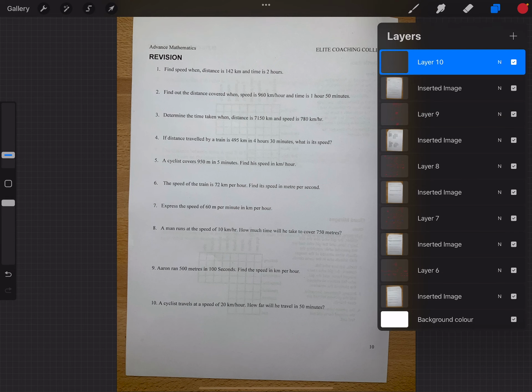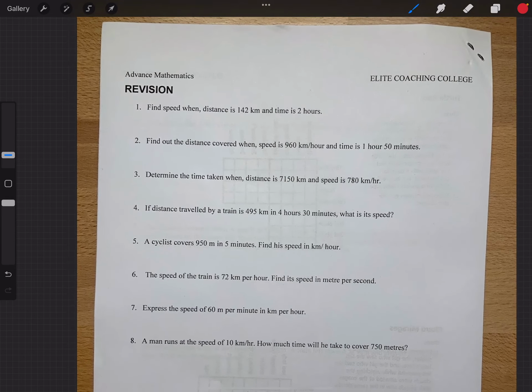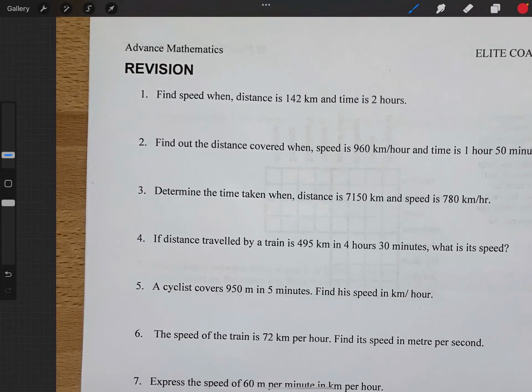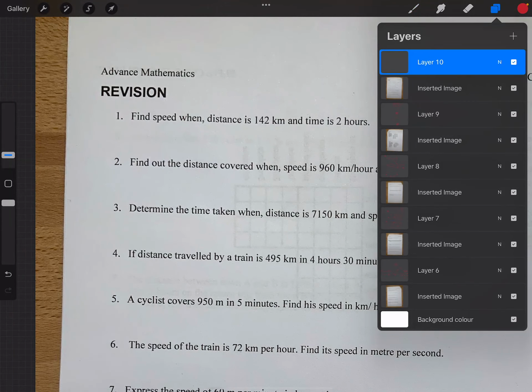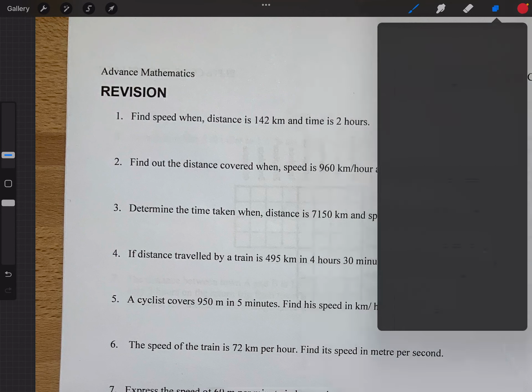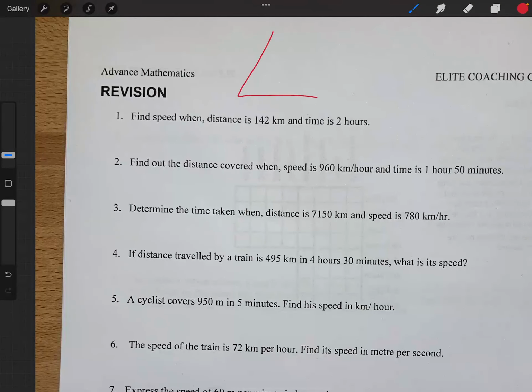Alright, this one is the last page, page 10, revision. Okay, so what I'm going to do, I'm going to draw the triangle here. The distance on the top, speed times time at the bottom. It says find the speed. Okay, so it's when distance is equal to 142 kilometers and time is 2 hours. So if you want to find the speed, you're going to cover up the speed. And you can see that it's distance over time, right? See there? Distance over time.